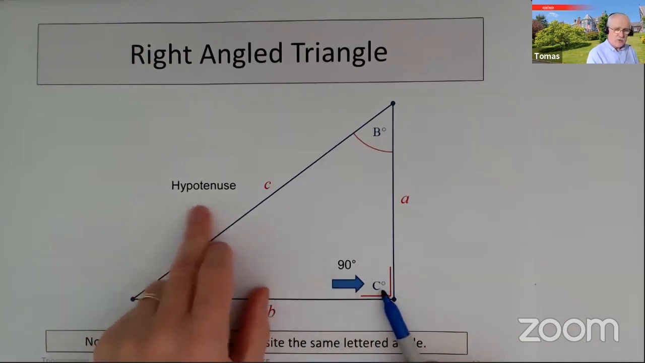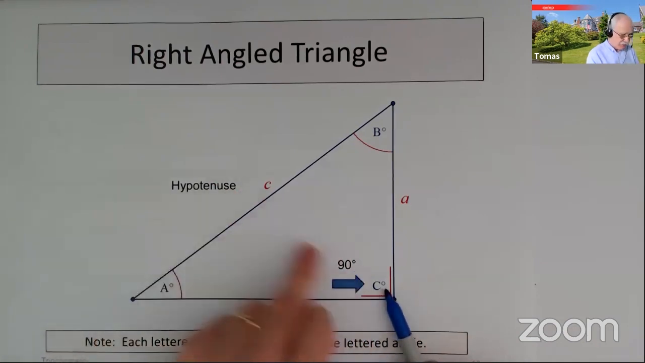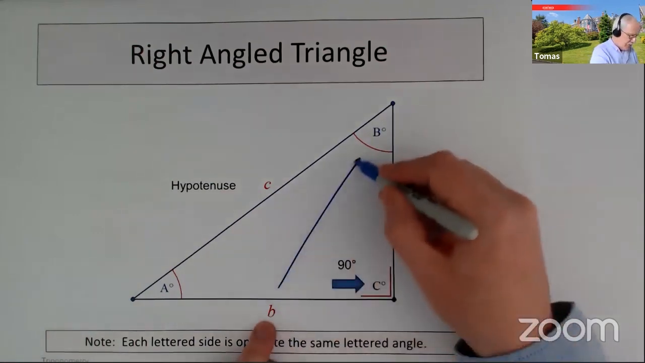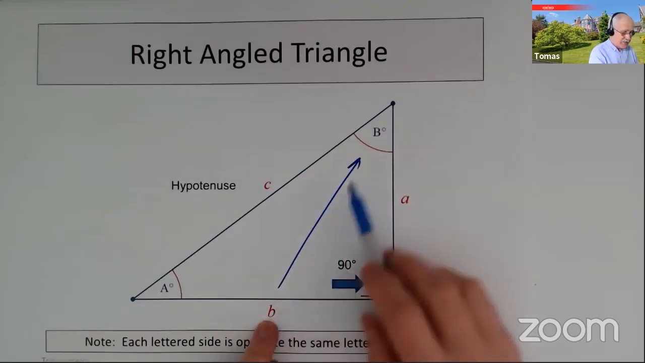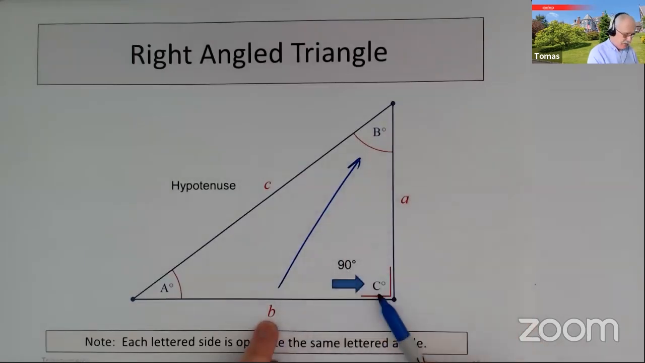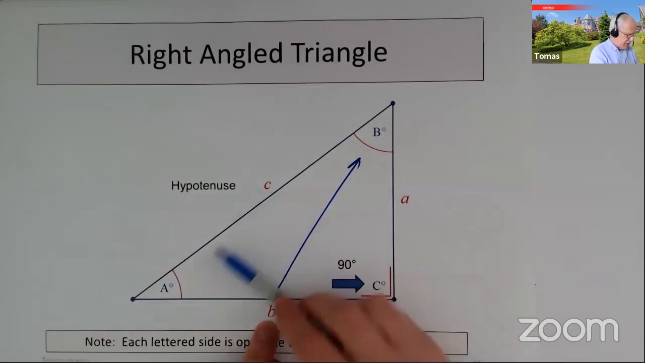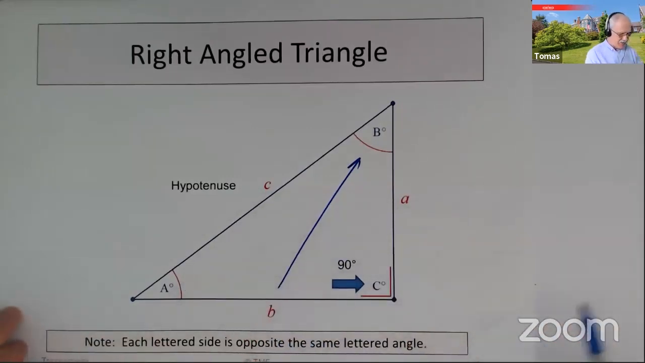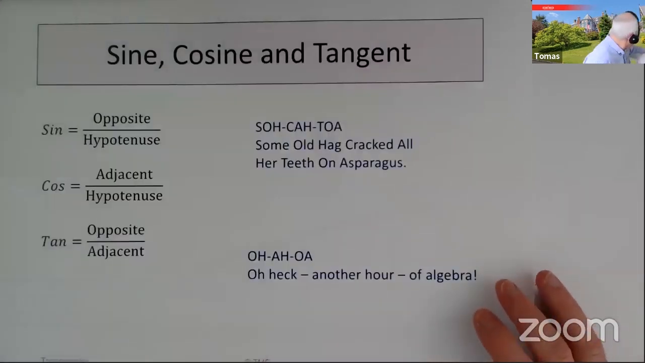We've got the hypotenuse, or the Pythagoras, the one that's opposite. And we've got A, B, and C. Again, note that the side B is opposite the angle B, C is opposite angle C, and A is opposite angle A. Each lettered side is opposite the same lettered angle. So that's really important.